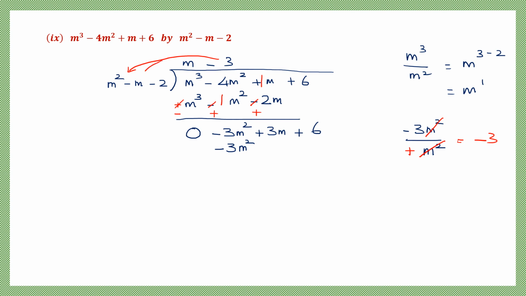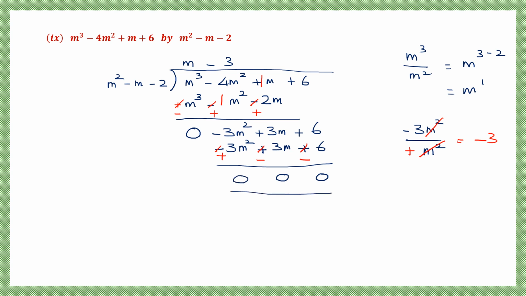Now multiply that with minus m. So minus into minus is plus 3m. Again, we're going to multiply it with minus 2. Minus into minus is plus. 3 2s are 6. So now we have to subtract. So minus becomes plus. Plus is minus. Plus is minus. Now let's look. Plus 6 minus 6 is 0. Then we have plus 3m minus 3m, which is also 0. Then we have minus 3m² plus 3m². Again, this is also 0.